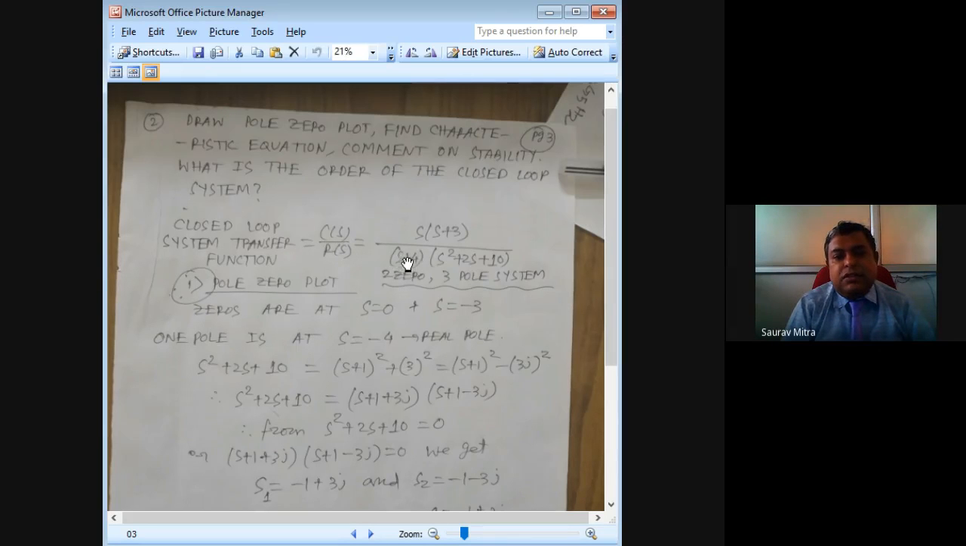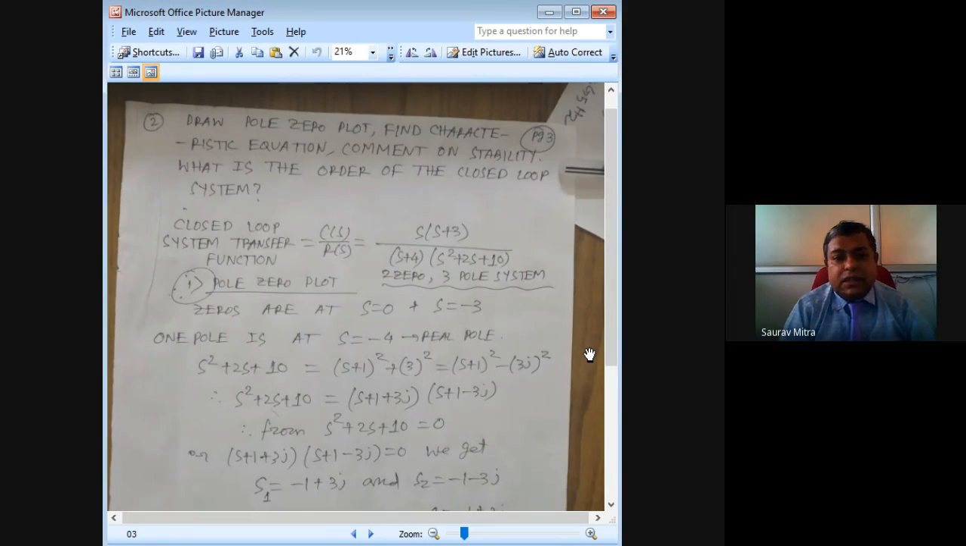so if you substitute s = -4, the whole system will become infinite, because the denominator will become 0, and anything divided by 0 becomes infinite. So poles are the points where the system gain becomes infinite. Zeros are the points where, if you substitute s = -3, this part becomes 0. If this part becomes 0, the whole C(s)/R(s) becomes 0. So zeros are the frequencies at which the system gain becomes 0. These are the things we can know from the transfer function.